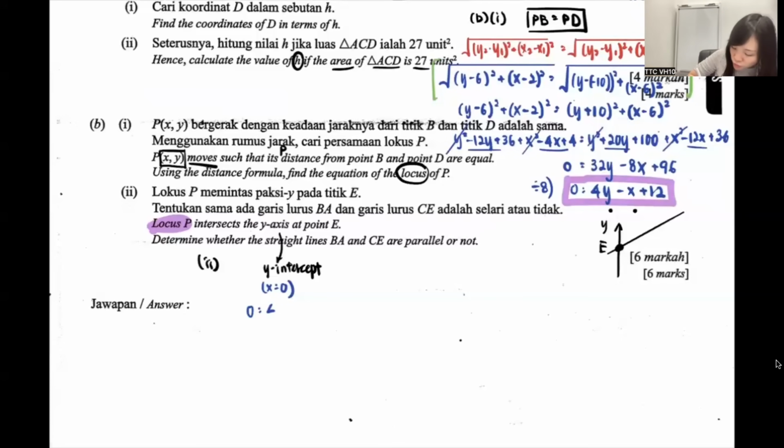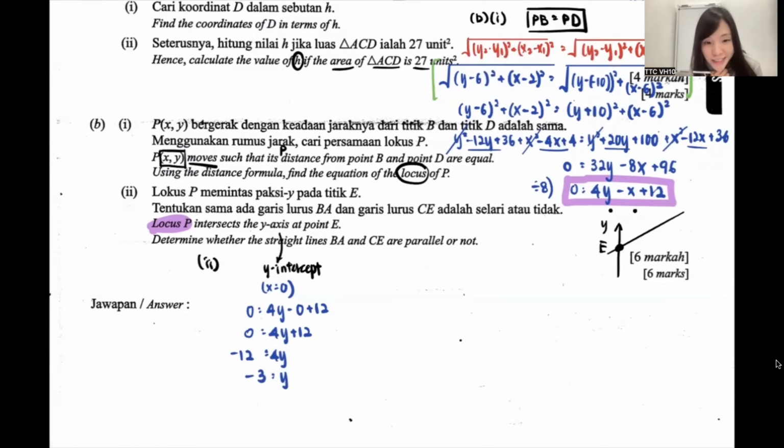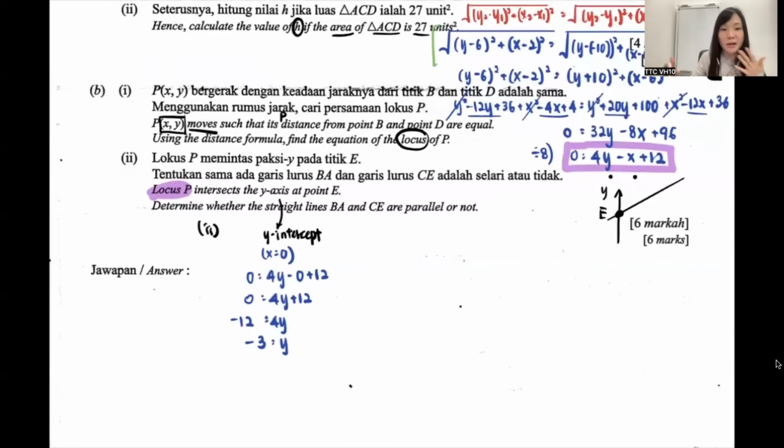So 0 equals 4y minus 0 plus 12. Isn't it 4y plus 12 equals 0? So plus 12, move it over, minus 12. Times 4, move it over, divide by 4. So do you guys get y? Negative 3. y is negative 3. So once you get the y answer, now you can get the E coordinate. The x is 0. Isn't it (0, negative 3)? You guys all see that? So (0, negative 3) is E.